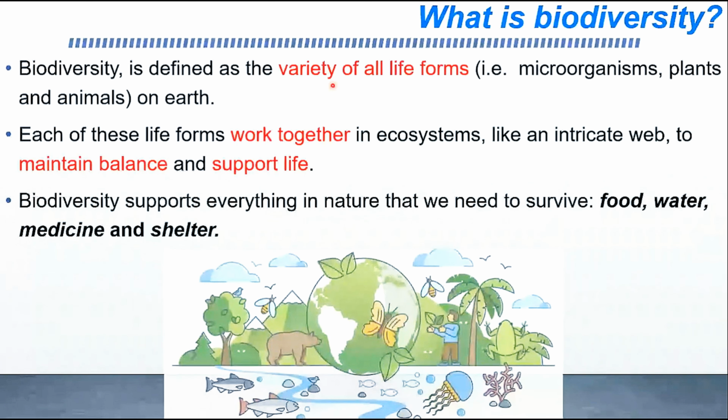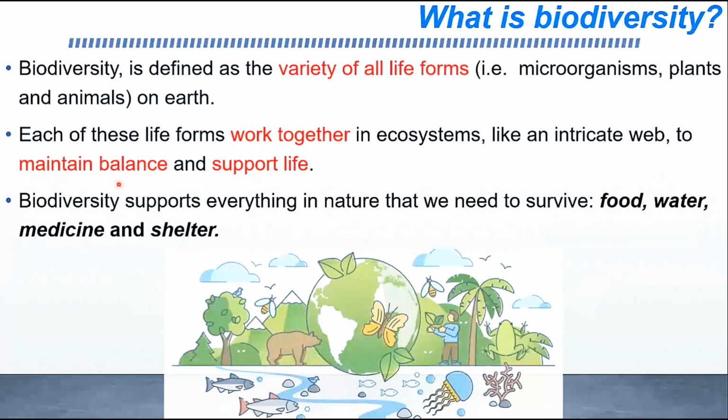So when we use the word biodiversity, we look at that variety, we look at that diversity. And all these organisms, all these living organisms, all these life forms, they work together. They are dependent on each other within the ecosystems like an intricate web. That means they are extremely well connected to each other, and this connection helps to maintain the balance, right? And also it supports life on earth. If anything goes wrong in any small component of this biodiversity, it may result in a disaster, right?